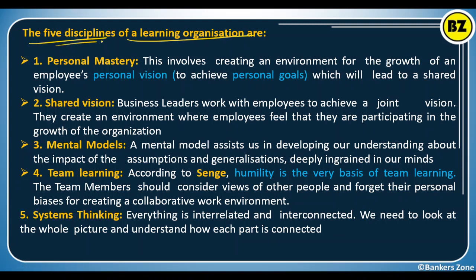Now see, there are 5 disciplines of a learning organization. So what are those 5 disciplines? First is personal mastery, second is shared vision, third is mental models, fourth is team learning, and last is systems thinking. So one by one, just go through it.